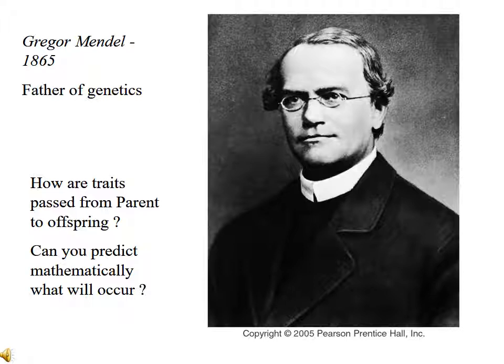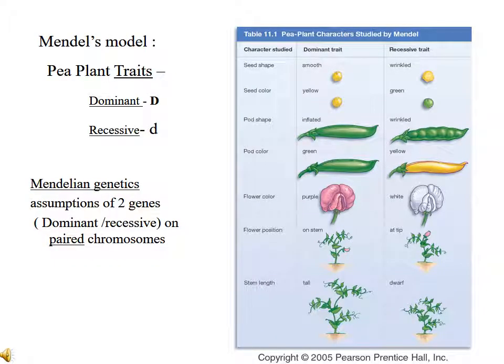The concept of reproduction was still in an evolutionary process. And Gregor Mendel's major objective was trying to understand how traits were passed from parents to offspring. Can you predict mathematically what will occur when you do a cross between one organism and the other organism with respect to given characteristics?